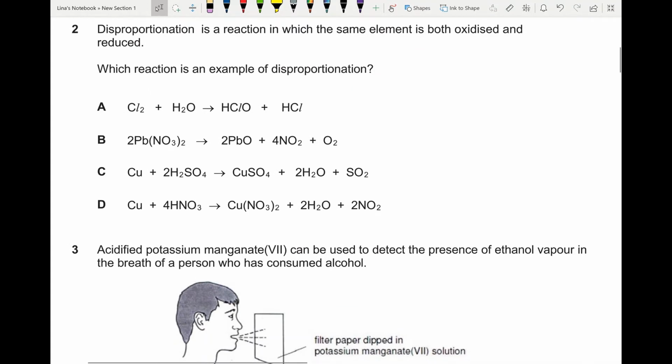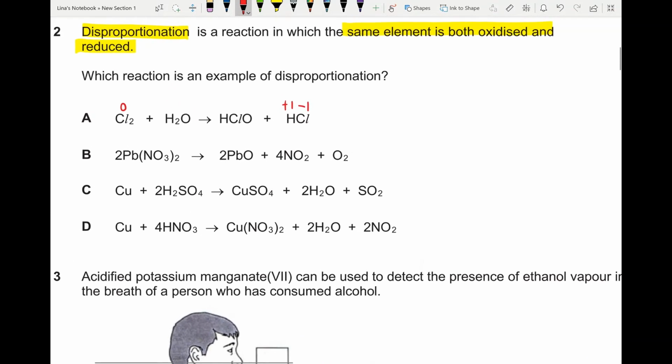Question 2. Disproportionation reaction is where the same element is both oxidized and reduced. Take a look at reaction A. Let's again use the oxidation number. Chlorine oxidation number is 0 since it's an element, and chloride in hydrogen chloride is -1 because hydrogen is +1.